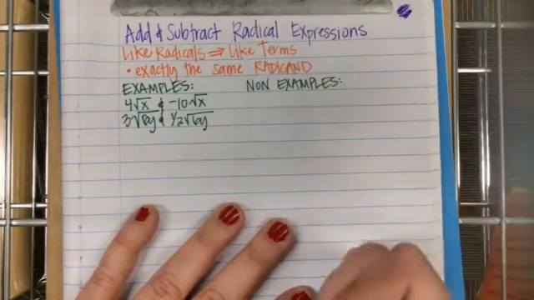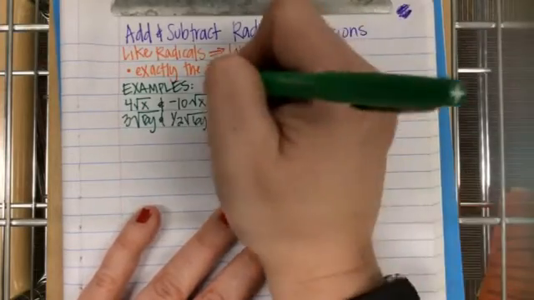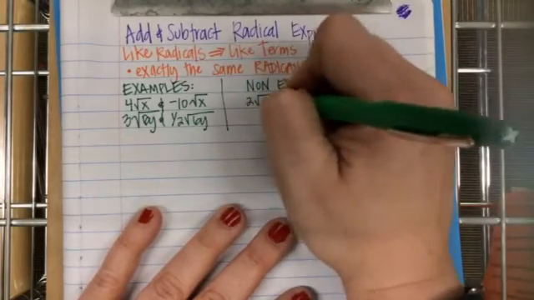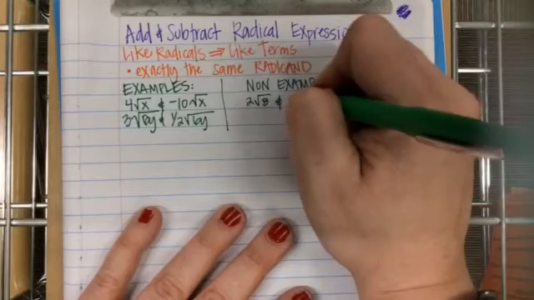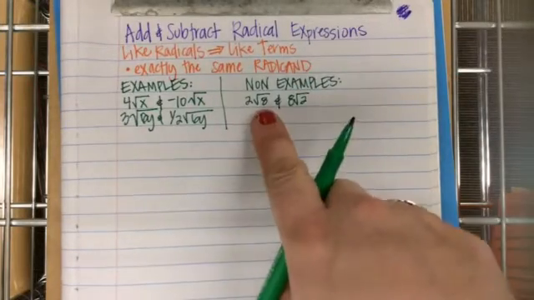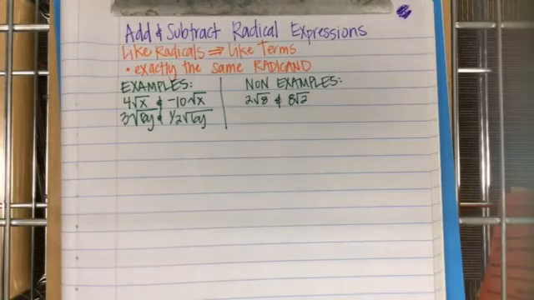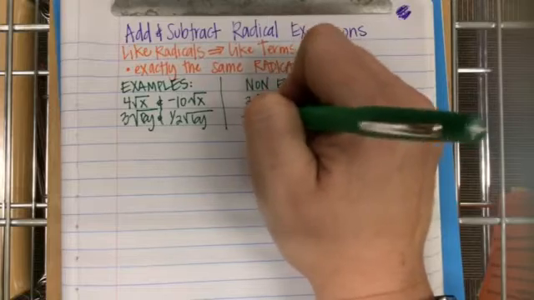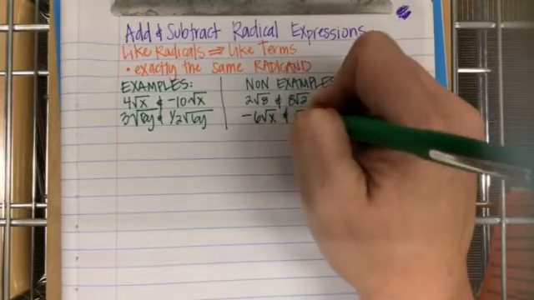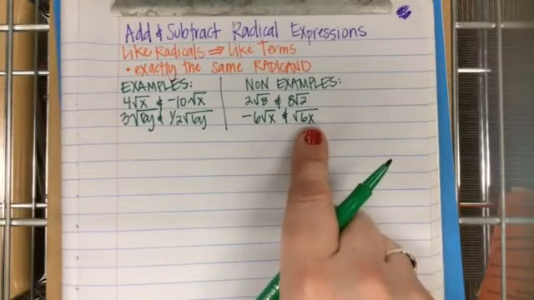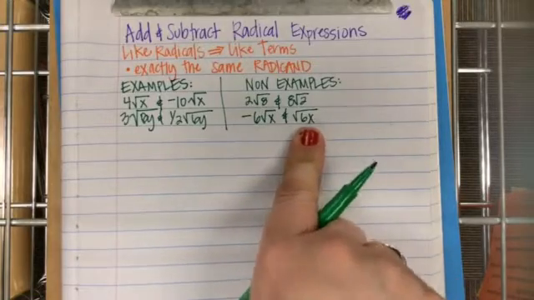So let's talk non-examples, things that easily confuse us. Non-examples would be 2 radical 8 and 8 radical 2. They have the same numbers in the problems, but their radicands are different. I have a radical 8 and a radical 2. They cannot be combined. They stay separate. Negative 6 radical x and radical 6x. Their radicands are different, right? This radicand is x. This radicand is 6x. They cannot go together.